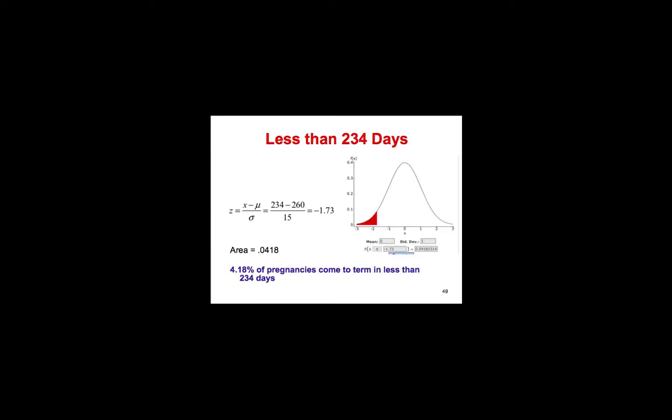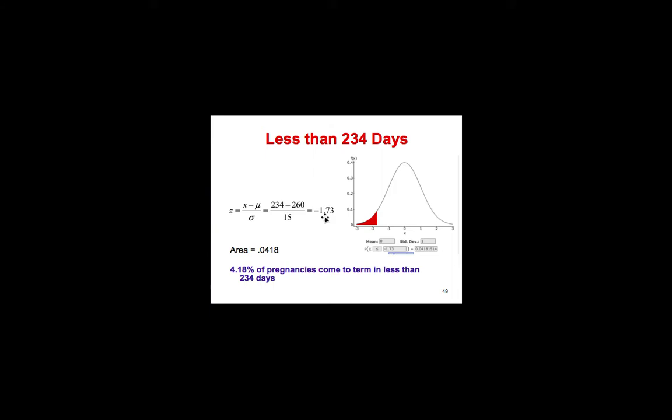The first question posed was less than 234 days. So we compute a z-score using the hopefully now familiar formula by taking the value in question, namely 234, and subtracting the mean of 260 and dividing by the standard deviation of 15. The calculated z-score is a negative 1.73. It is negative because 234 is below 260.